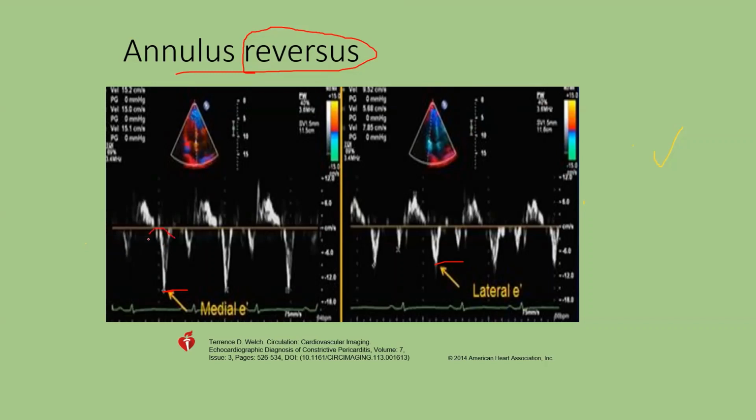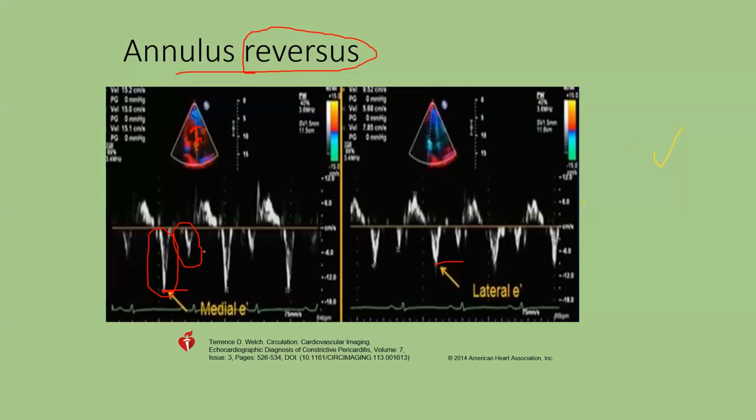This wave is called E prime and this wave is called A prime. During the atrial filling, the passive phase of filling, where does the annulus go? It goes down, because the heart is relaxing. So that is the medial E prime. During atrial contraction, it also goes down again, to a lesser degree, and that is A prime. So this is the relaxation of the annulus with the passive filling, and this is with the atrial contraction.